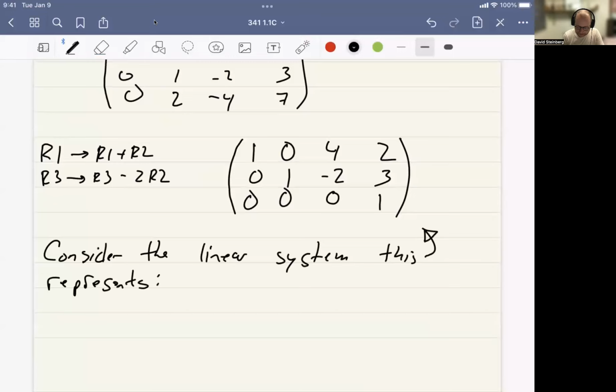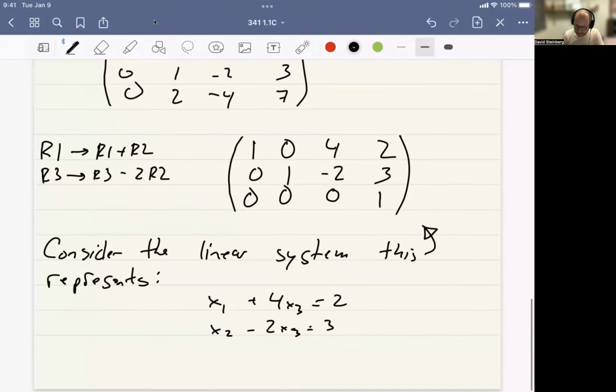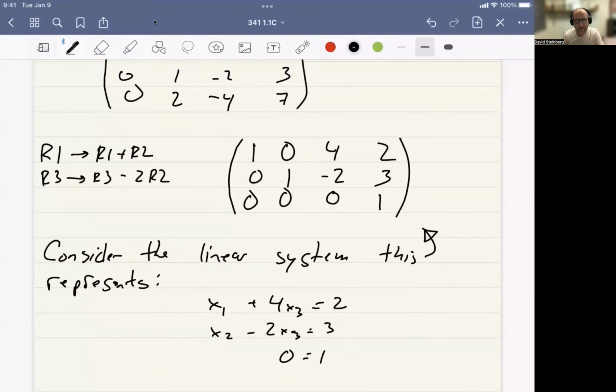It represents the linear system that says x1 plus no x2s plus 4x3 is equal to 2. We've got x2 minus 2 times x3 is equal to 3. And this last one is just that 1 is equal to 0. That should bother you. If that doesn't bother you at all, you've got to talk to somebody. It should be physically painful to write down 1 is equal to 0. You've got to put on a happy face around that.